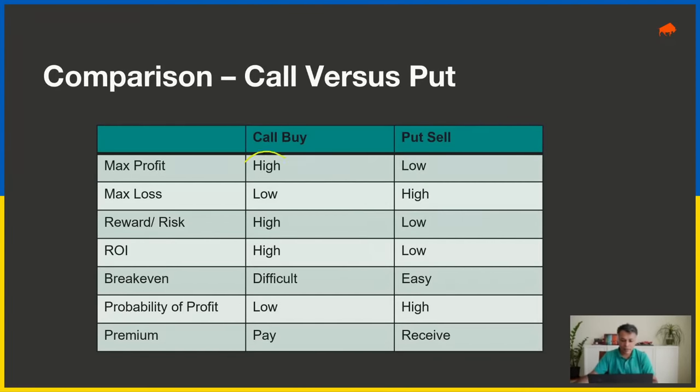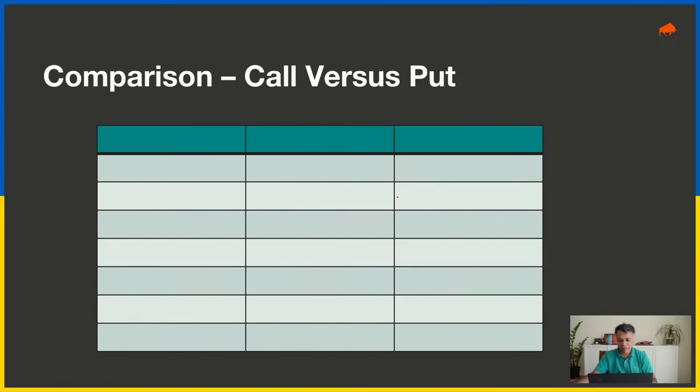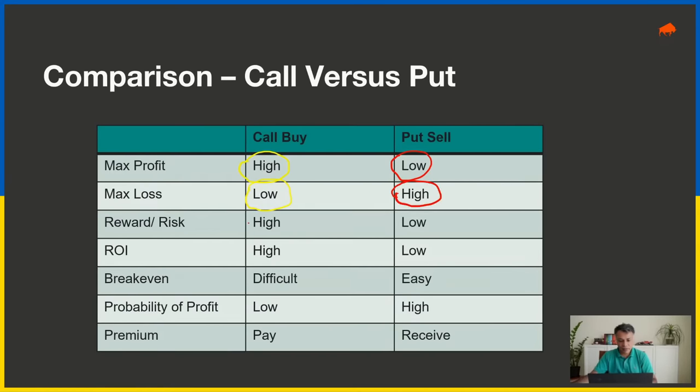In a call option, the max profit is high and the max loss is low, right? This is the simple part. Please bear with me, because there are a lot of beginners here. We are going to slowly up the ante. In a put option, obviously the max profit is low, but the max loss is very high. Reward to risk is high in a call option. The reward to risk is low in a put option. Why? Because there is a very big risk. It is unlimited risk. Therefore, no matter what the reward is, it's always going to be low.